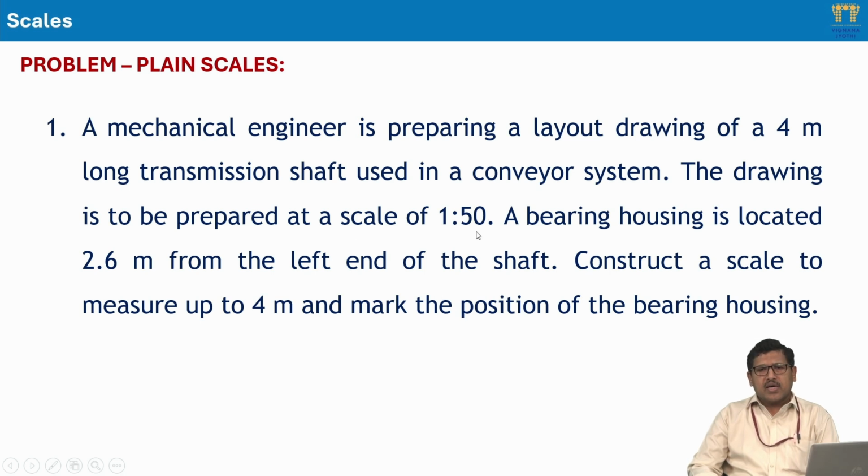As such, we can see here the unit that is specified is meters. So we have 4 meters as the maximum length, or the length of the transmission shaft. 1:50 is the scale that is mentioned, which automatically means the RF is given to you as 1/50. And then they have given a position that we need to show on the scale, that it is 2.6 meters. So 2 is meters and the subunit is 0.6 meters. So this is what we need to do. Now, in order to construct the scale, let us see the demonstration in AutoCAD.